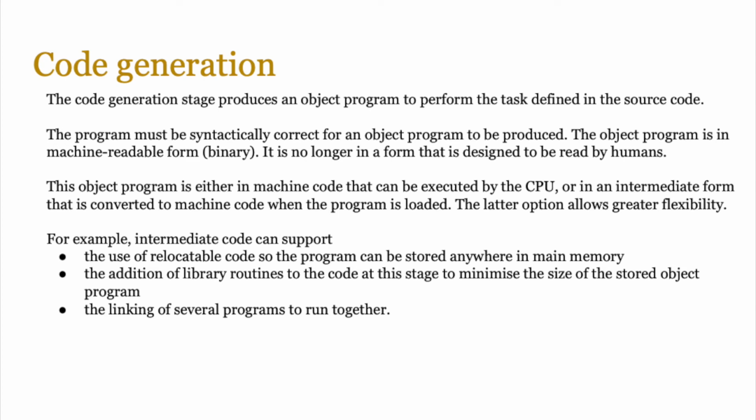The linking of several programs to run together is also possible at the intermediate code stage. Remember, once you've generated object code, you can't do any of this. So that's final. So at this particular point in time, you could daisy chain, or you can link a few programs together, a few library routines together, and still get away with it. But you won't be able to do that once the object code is generated.